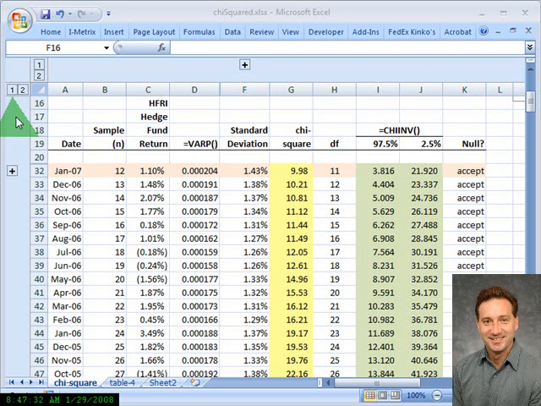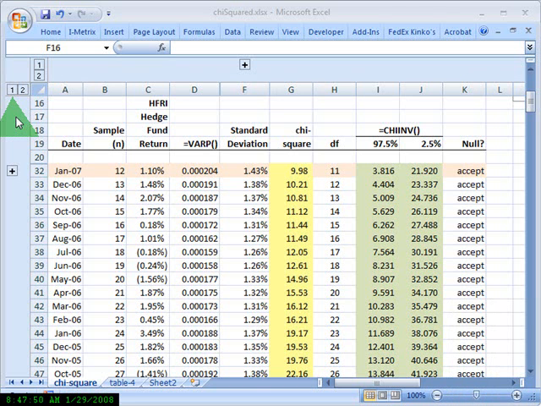Hello, this is David Harper of the Bionic Turtle with a brief tutorial on the chi-square test of a single population variance. What we're going to do here is use the chi-square test to see if our sample calculation of hedge fund volatility matches our hypothesis about the population's overall hedge fund volatility.